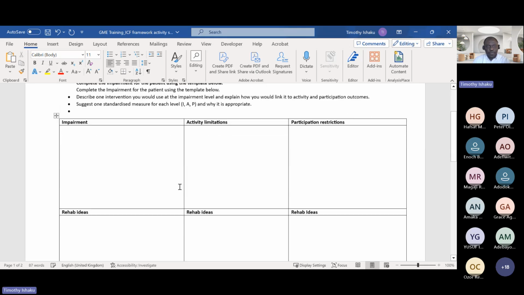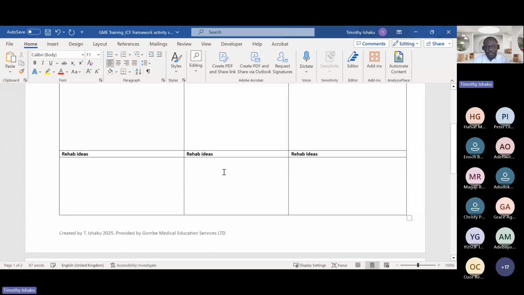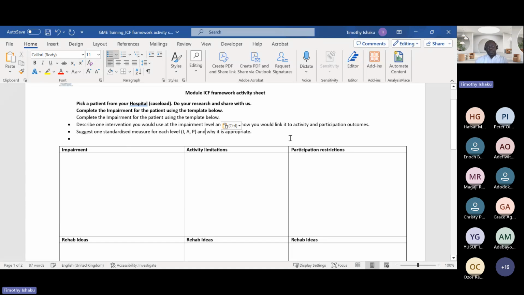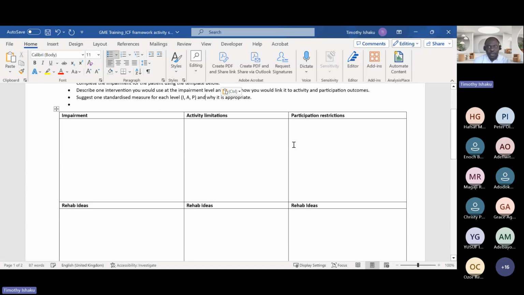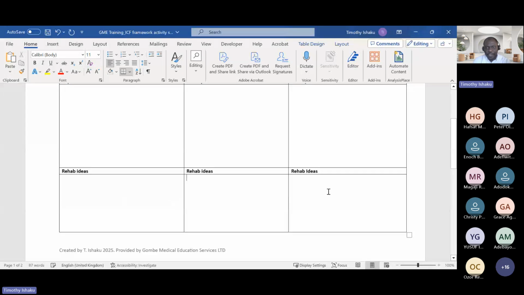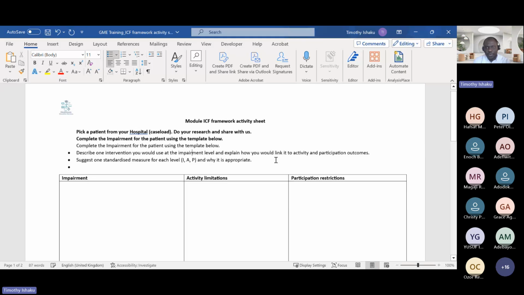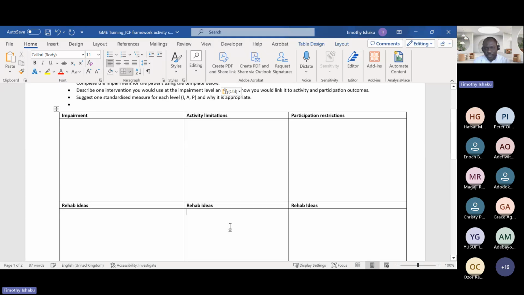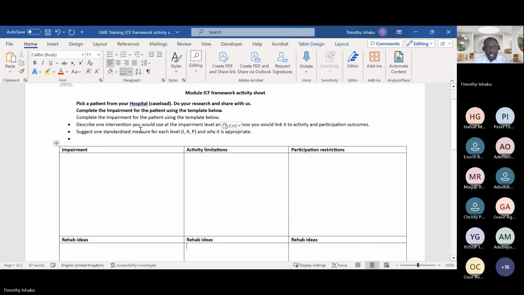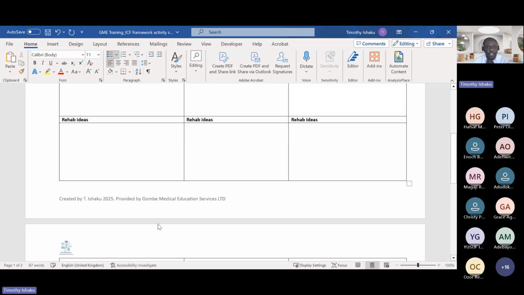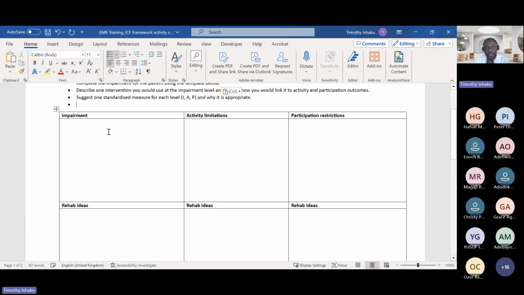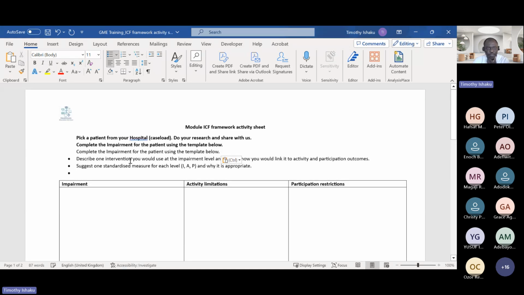And then use it to start to write down your rehab ideas here. What intervention will you use, that you will do to help the patient? Rehab ideas at the impairment level and how you link it to activity limitation and participation restriction. I would also suggest standardized outcome measures where possible, any outcome measures that you will use to assess the patient at impairment, activity limitation, and participation restriction.